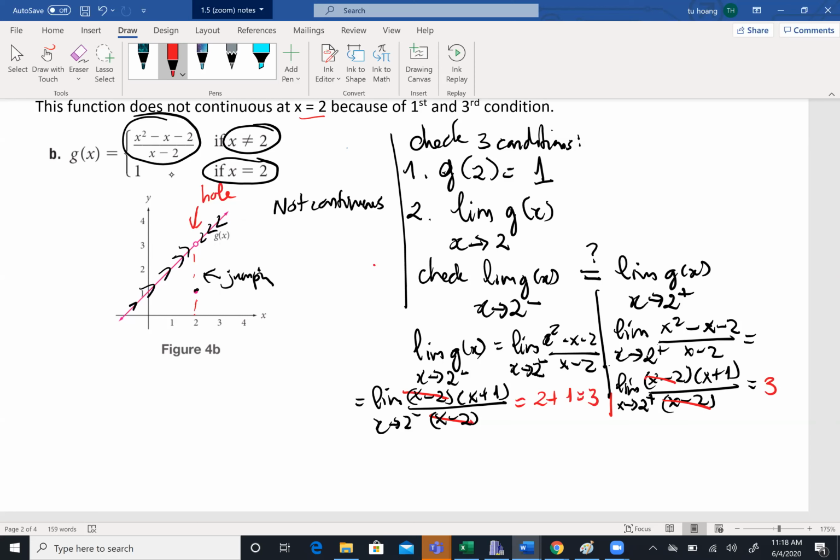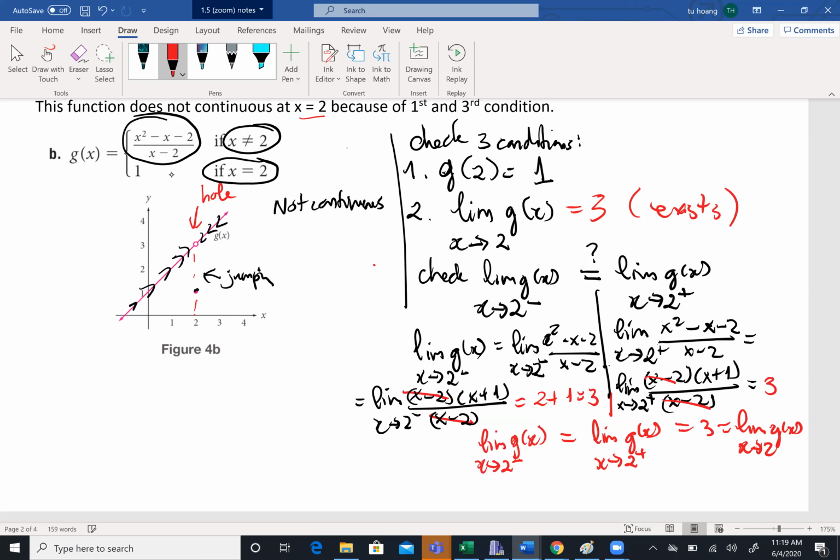So I see that the limit of g(x) when x goes to 2 from the left is equal to the limit of g(x) when x goes to 2 from the right-hand side, and equal to 3. So I'm going to just say the limit of g(x) from both sides exists, and it is equal to 3. It exists.